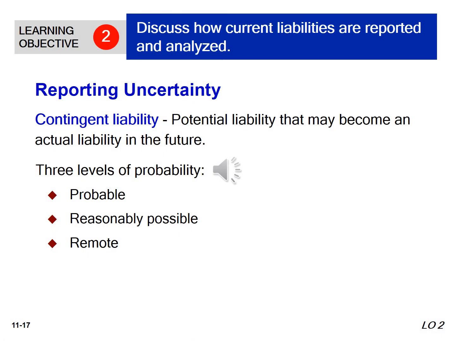Moving on to the second learning objective for today's lecture, we're going to discuss how current liabilities are reported and analyzed. First, we'll talk about reporting uncertainty, and this refers to contingent liability, which is potential liability that may become an actual liability in the future. There are 3 levels of probability in that case. Could be probable, could be reasonably possible, or could be a remote likelihood.